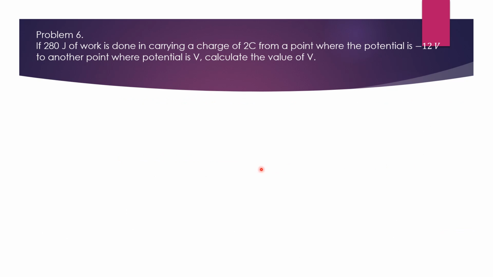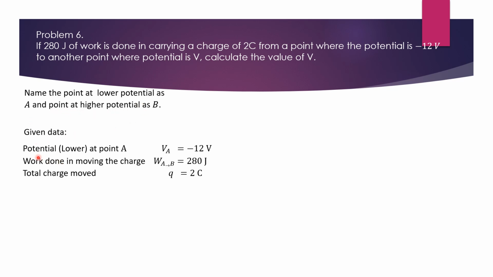Now problem 6. If 280 joules of work is done in carrying a charge of 2 coulombs from a point where the potential is minus 12 volt to another point where potential is V, calculate the value of V. Since we are doing the work on the charge of 2 coulombs, that means we are taking it from a point of lower potential to the point of higher potential. So name the point at the lower potential as point A and the point at higher potential as point B.